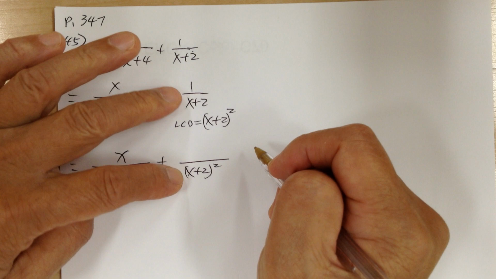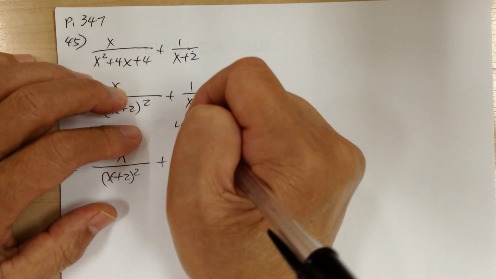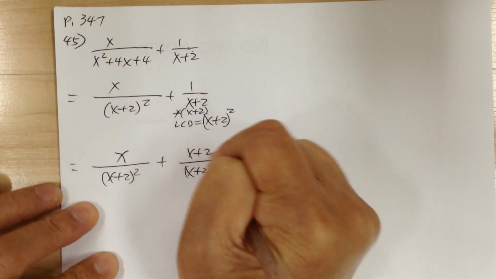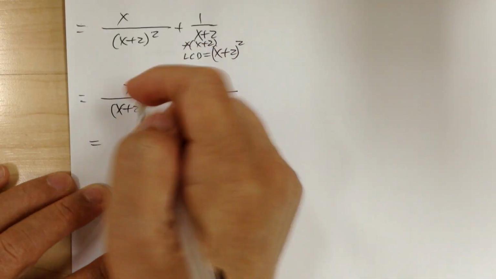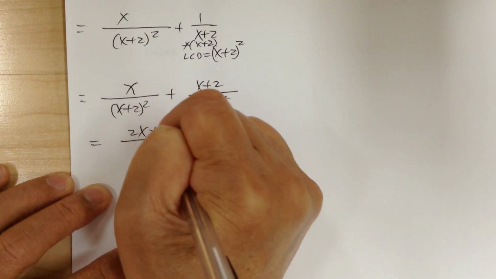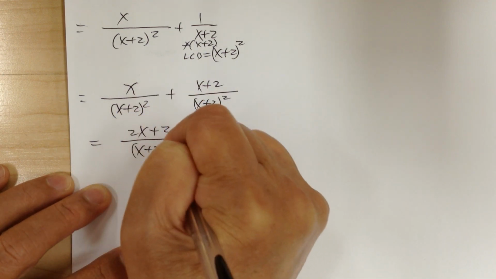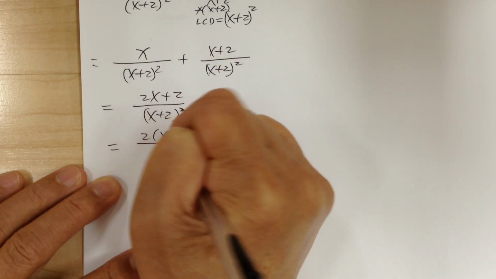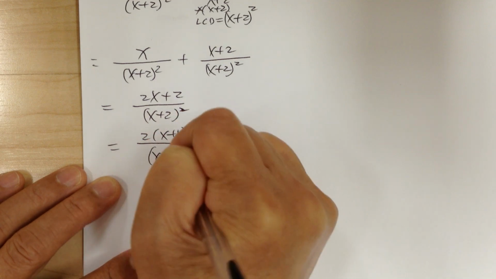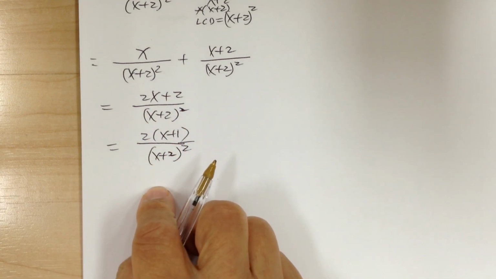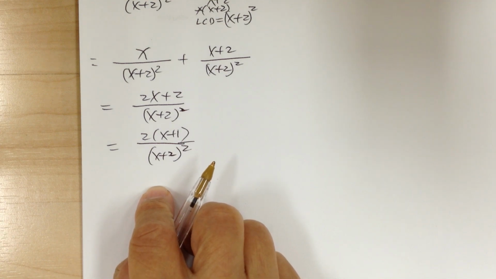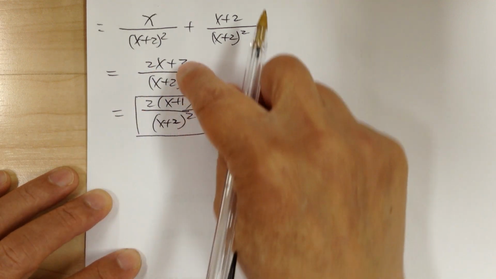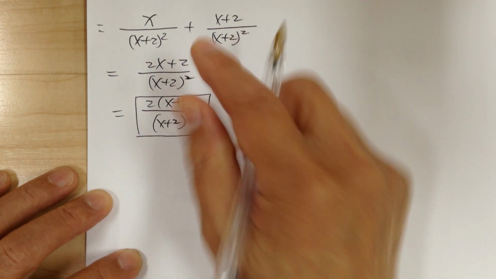This one, from here to here, you need one more x plus 2, so when you multiply, you get x plus 2. Now it becomes 2x plus 2 over x plus 2 squared. And again, factor out the 2. And that's it, nothing you can do to simplify. Since you cannot simplify, if you leave your answer over here, that's fine too.